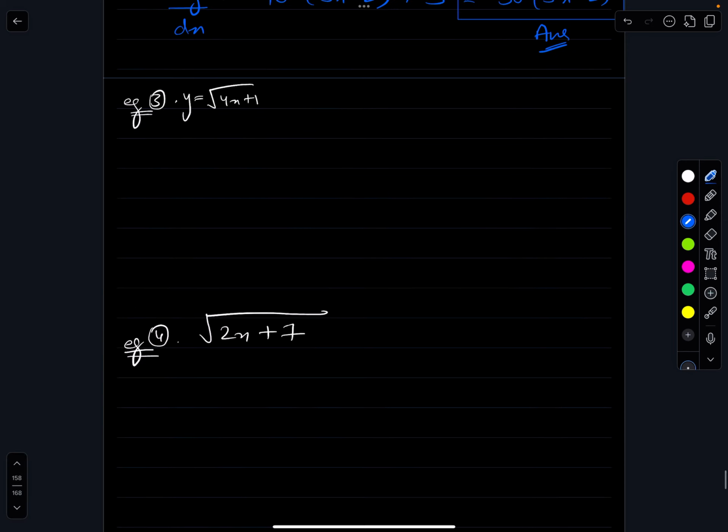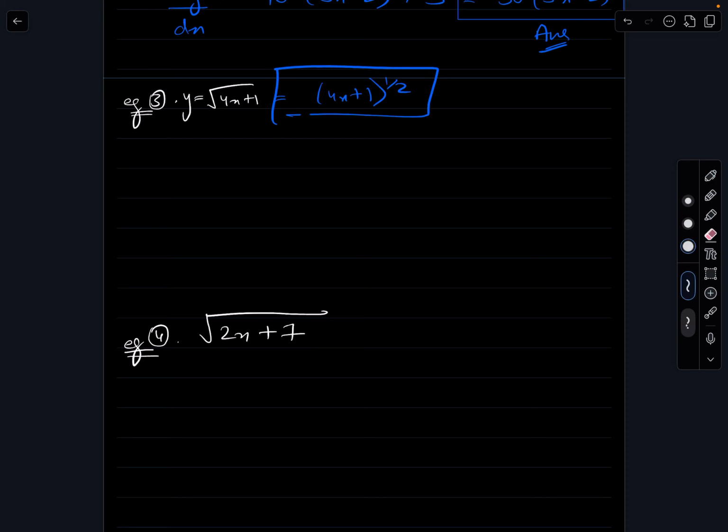Then example 3. First of all, we'll rewrite this as 4x plus 1 raised to the power half. So this is our equation of y. Then we'll find dy by dx. This just makes it easier to solve.